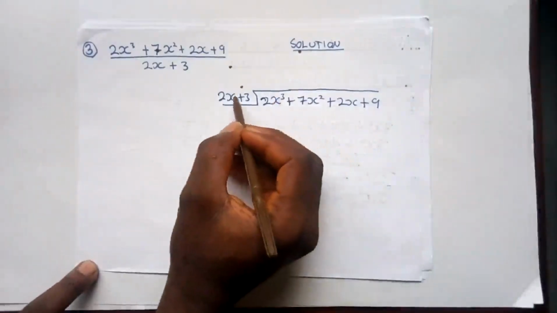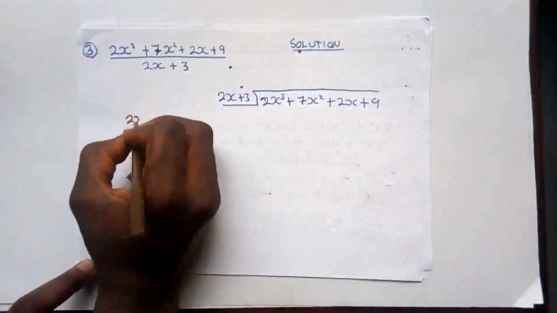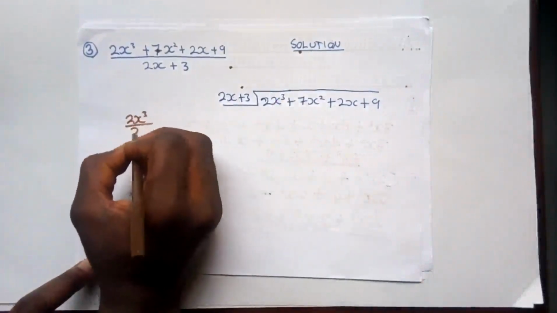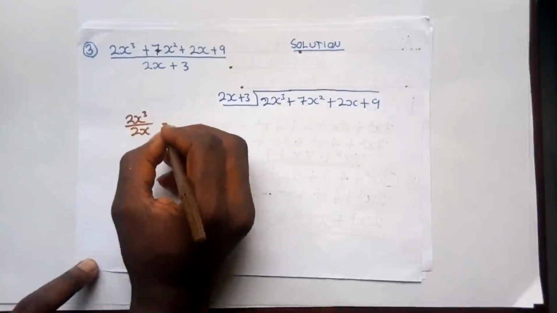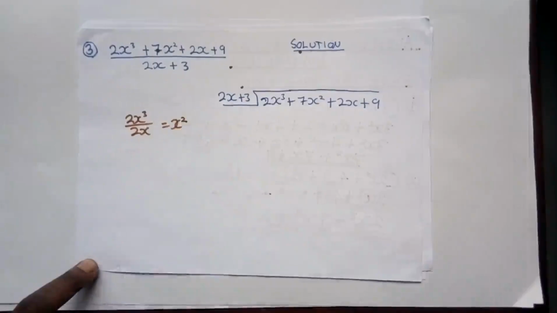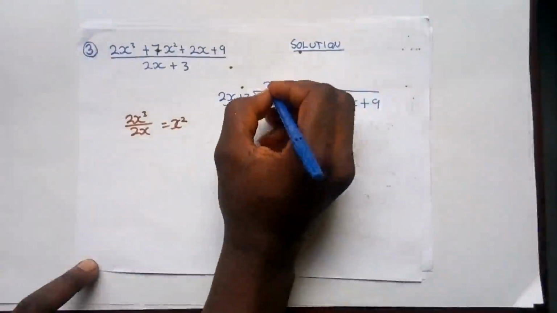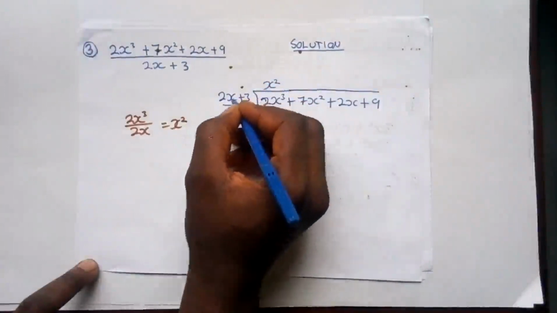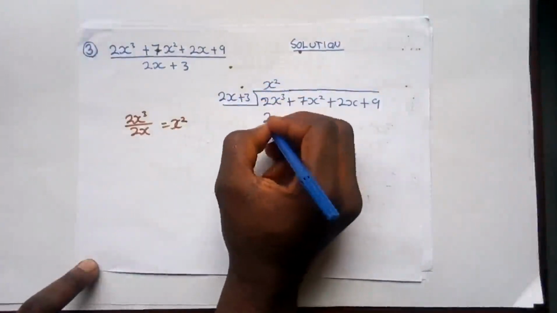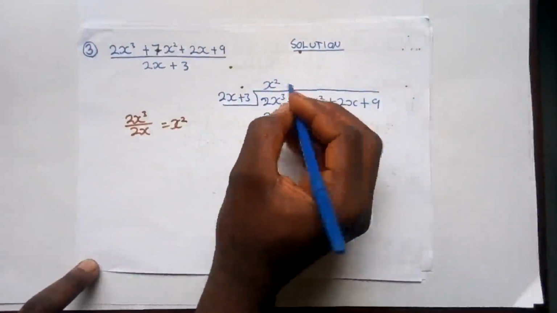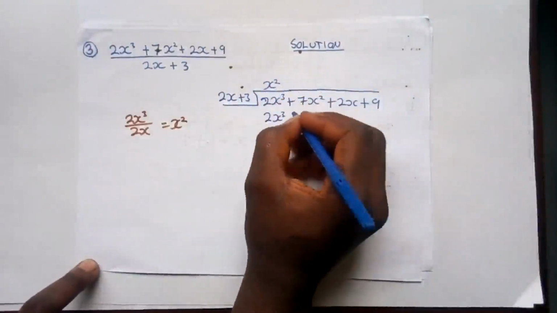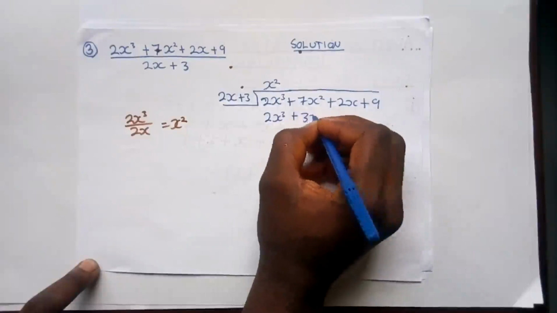The first term here divided by the first term here. So 2x raised to the power of 3 all over 2x. The answer is x squared. So x squared multiplied by 2x gives us 2x raised to the power of 3. And x squared multiplied by 3 gives us 3x squared.